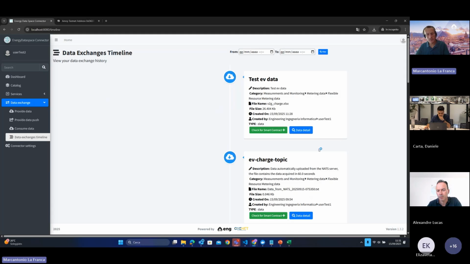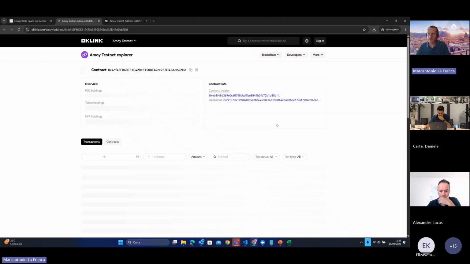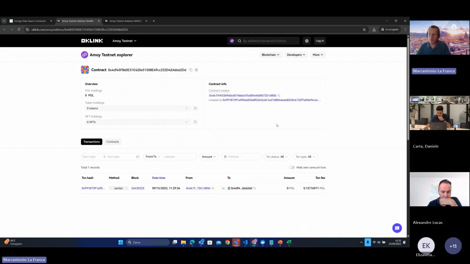We also have the notarization blockchain enabled, so we can check for the presence of the smart contract. So we will see a new link to the blockchain smart contract, with some information about the blockchain. We use in this case the Polygon blockchain, the testnet of Polygon that is called Amoy, and we can see the explorer that shows the last transaction.